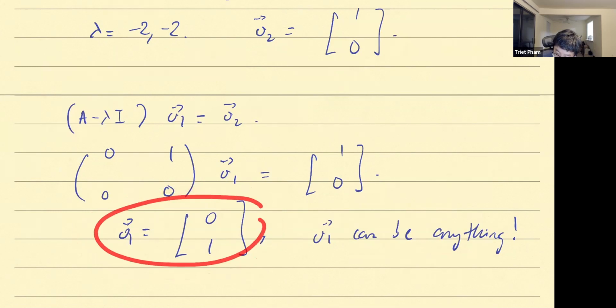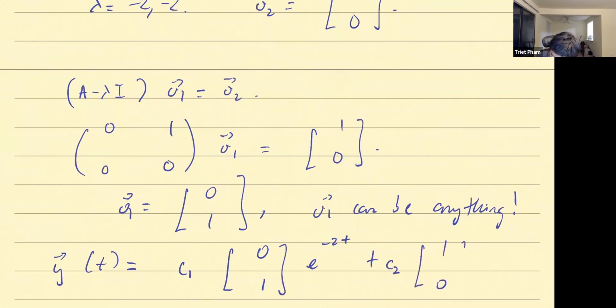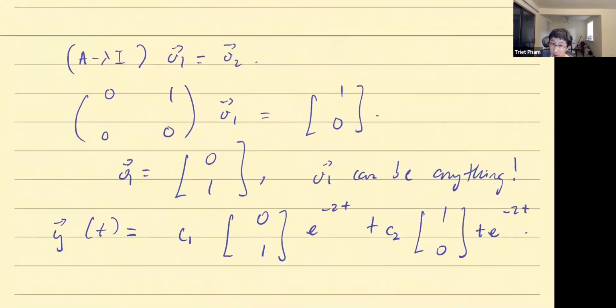Then your solution, y of t, for example, will be C1 V1, let's just pick 0, 1, e to the minus 2t, and then C2, 1, 0, t e to minus 2t. That's the answer. That's one possible answer. Any question here before we discuss this guy a little bit more?